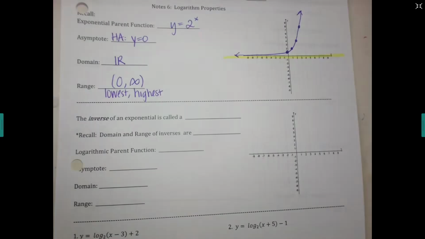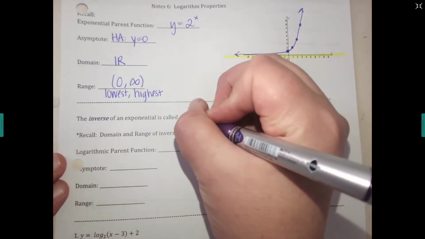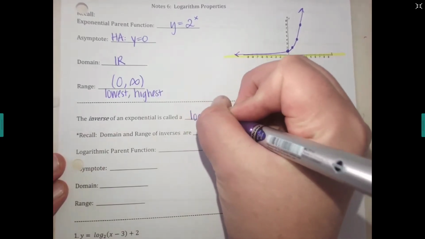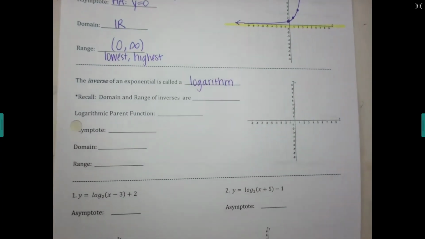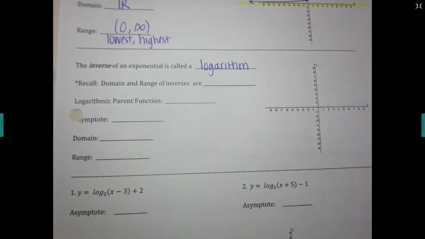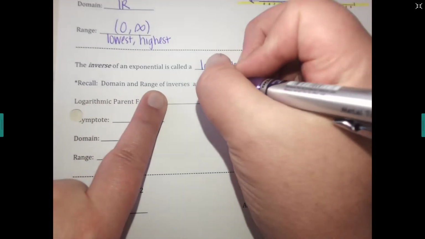Okay, so the inverse of an exponential, I think y'all have never seen logs before, have you? I think you haven't. But the inverse of an exponential is called a logarithm. What you should remember is that inverses cancel each other out and the x's and y's are reversed. So right here it says the domain and range, that's the x's and y's, are reversed.